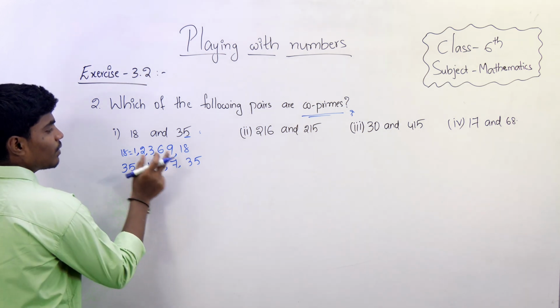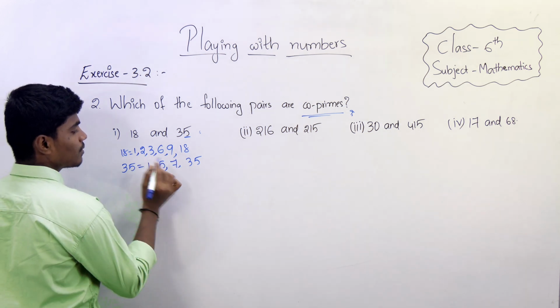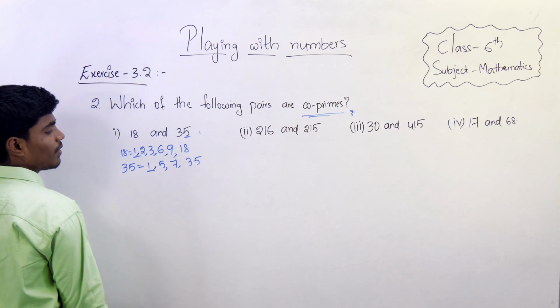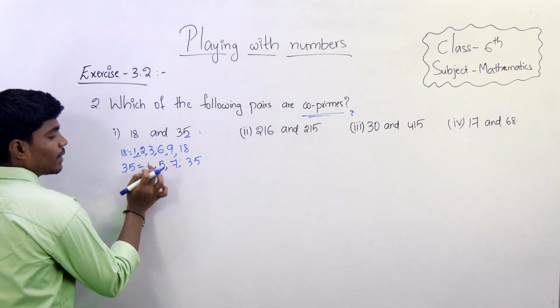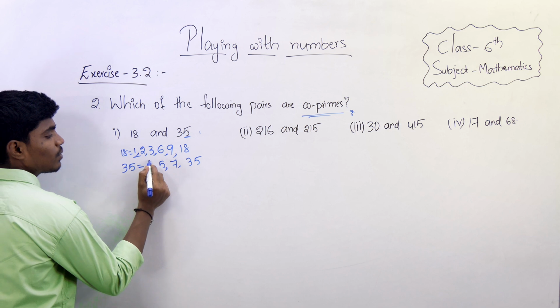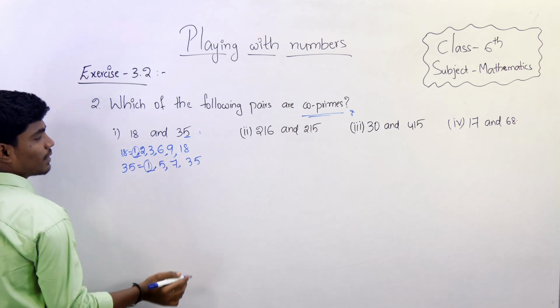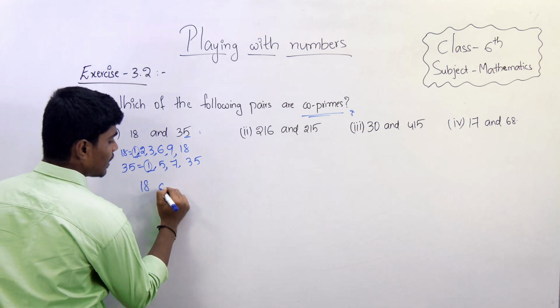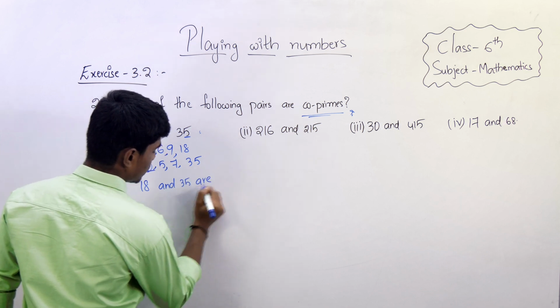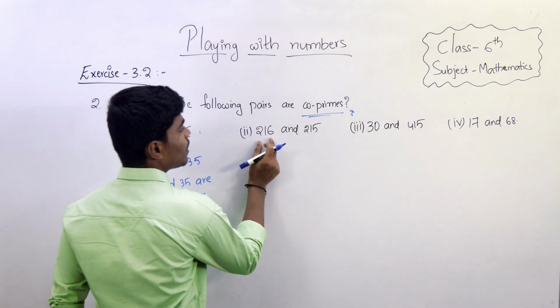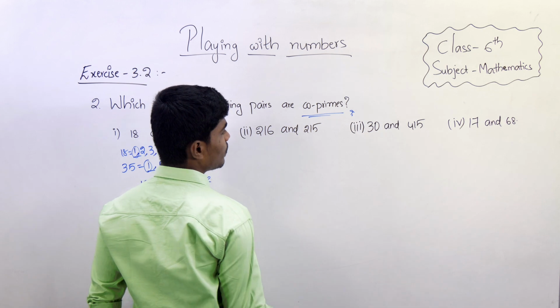Okay, here if you observe, what are the common factors? Here we have 1, here we have 1. There are no other factors in common, so both the numbers have only 1 as their common factor. So 18 and 35 are co-primes.